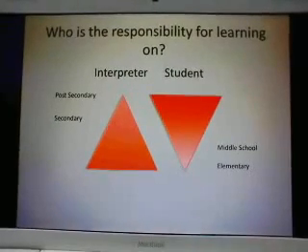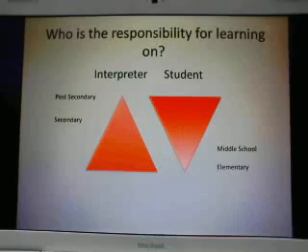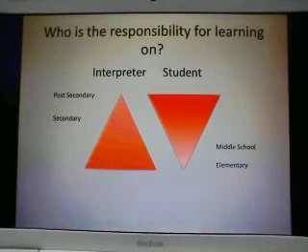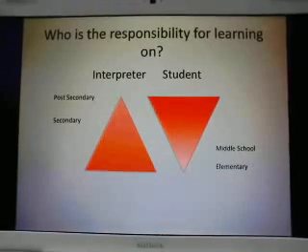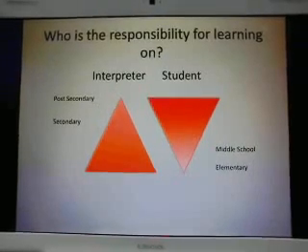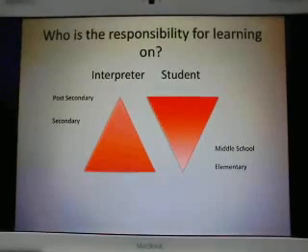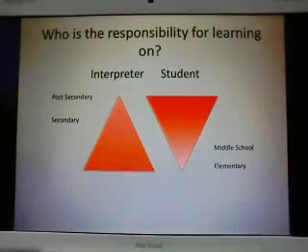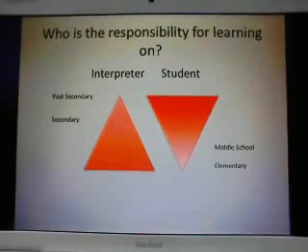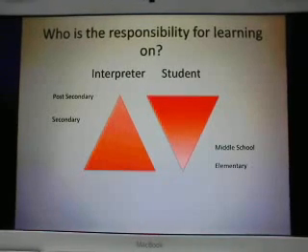This is a little diagram to give a visual aid of who the responsibility is on as far as the learning goes in the classroom. As you can see, towards the bottom, you have the elementary setting and middle school setting. The student doesn't have a lot of responsibility there. It's really on the interpreter to do a lot of behavior modification, to do a lot of prompting the student so they know how to use the interpreter and they understand that they need to be looking at the interpreter in order to pay attention.